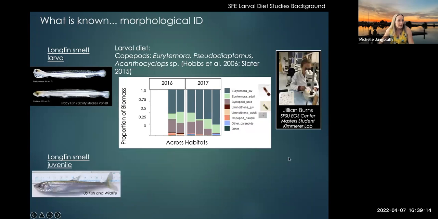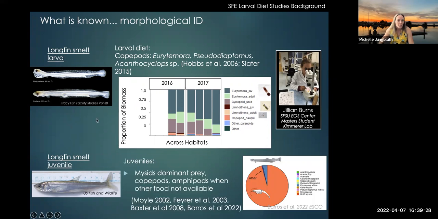What was known about the prey based on morphological ID before this study? For longfin smelt larvae, copepods were known to be the dominant prey, and there's an ongoing study also characterizing this at a higher level by master's student Jillian Burns. For juveniles, which I won't present much about today because I haven't published it yet, I did also look at juvenile diets, dietary tuning. Mysids tend to dominate the prey, so there's a switch from copepods dominating the prey to mysids, and that's pretty well known.